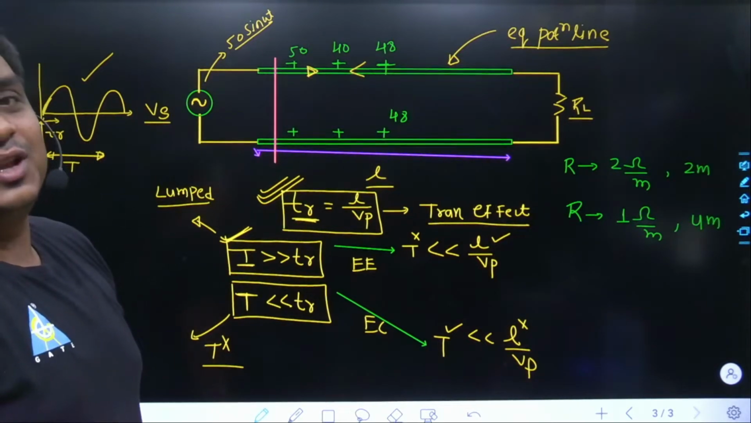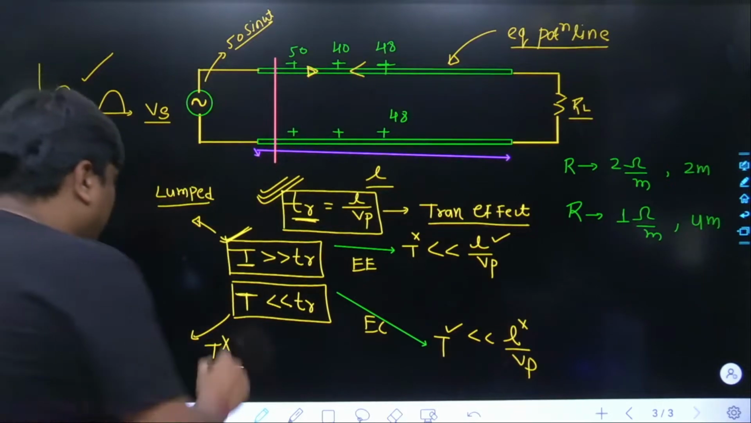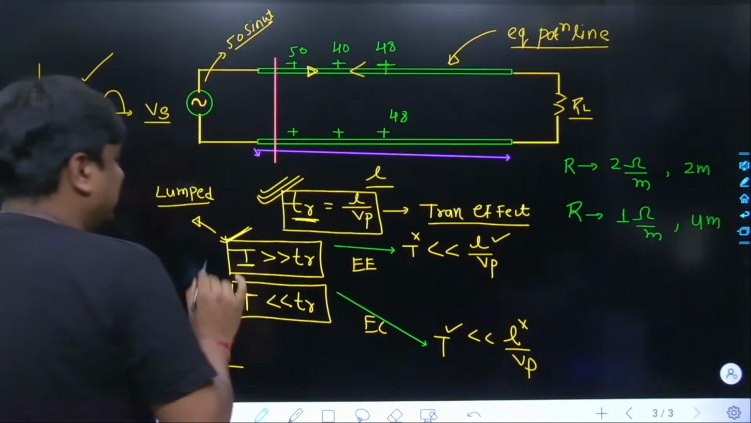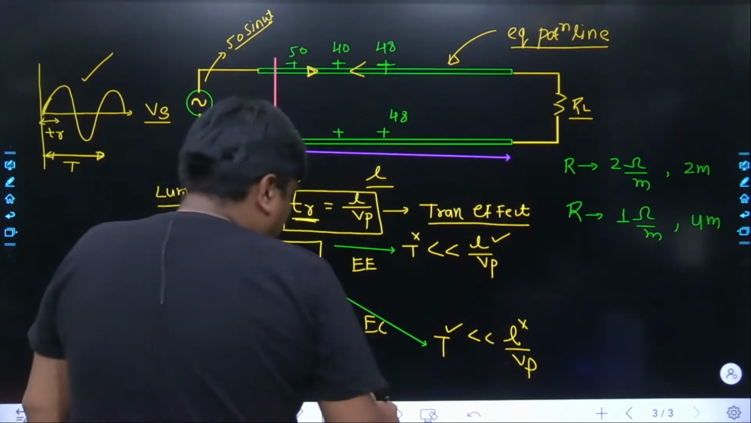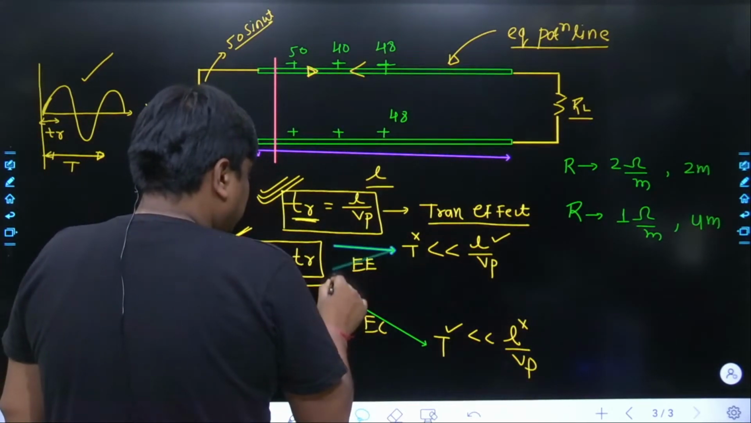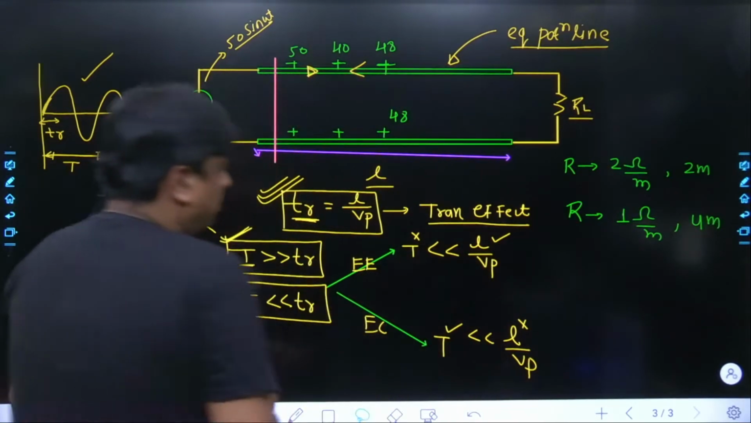Now, can you tell me whether KVL and KCL should be applied? No. So may I know where the actual problem was lying? The actual problem lies in T being much smaller than TR. Actually, electrical people are facing the problem from the length side, and electronics people are facing the problem from the frequency side.